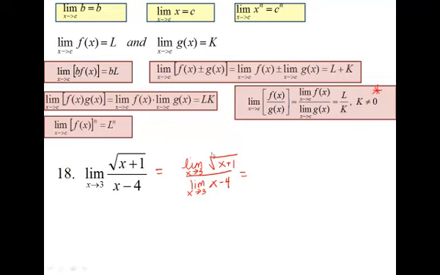Now you can look at this a couple of ways. This is a radical. If you want to, you can rewrite this. I'll go step by step here.